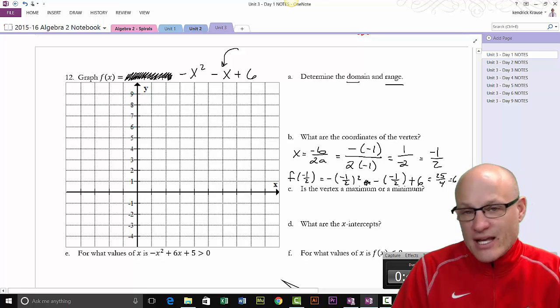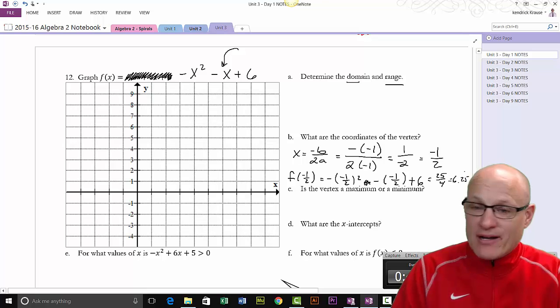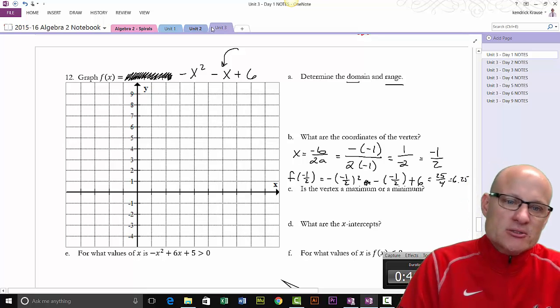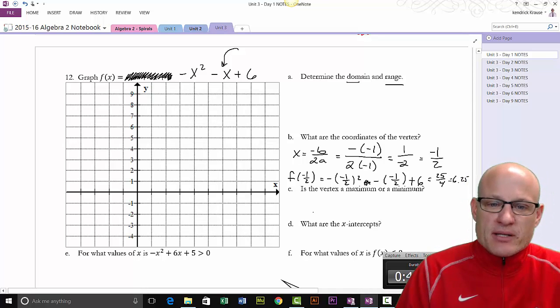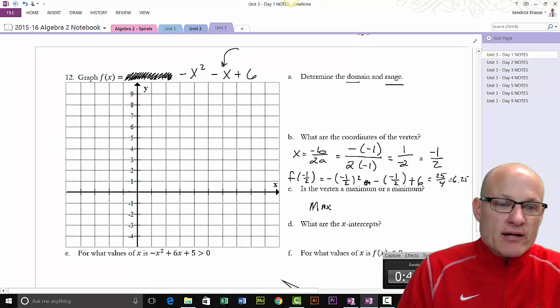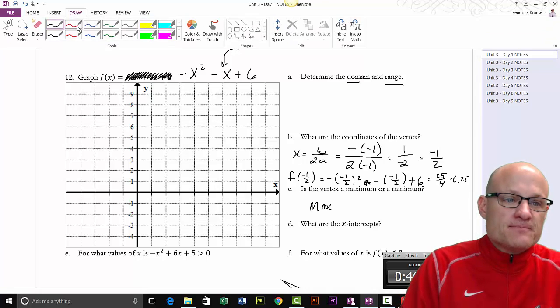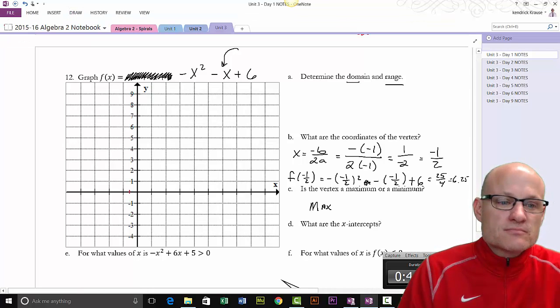All right, so I'm giving you a kind of weird one to graph. It's not a big deal. Is the vertex a minimum or a maximum? In this case, because a is negative, it is a maximum. So we're going to go negative 1/2, 6.25. I'll do this in red so you can see it. I also know that my y-intercept is 6, so I can put that on there.